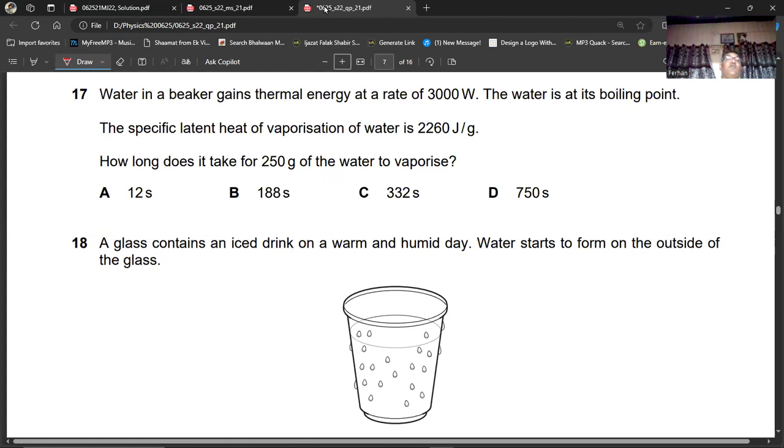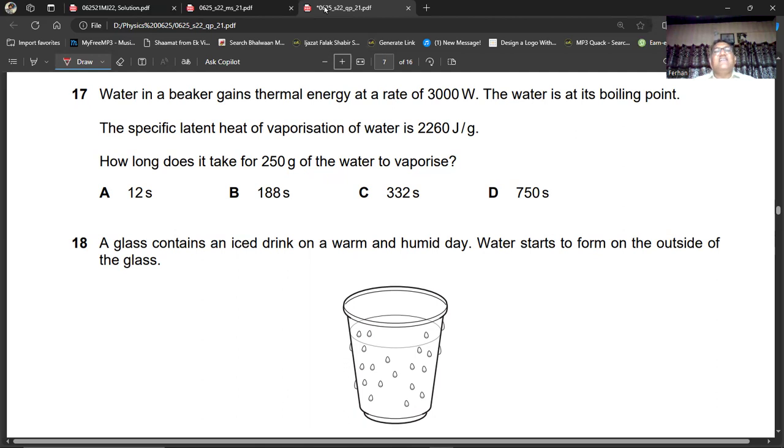Question number 17. Water in a beaker gains thermal energy at a rate of 300 watts. The water is at its boiling point. The specific latent heat of vaporization of the water is 2260 joules per gram. How long does it take for 250 grams of the water to vaporize?